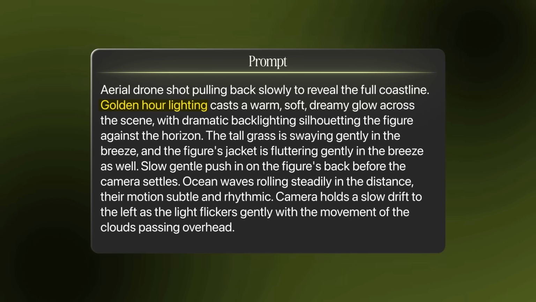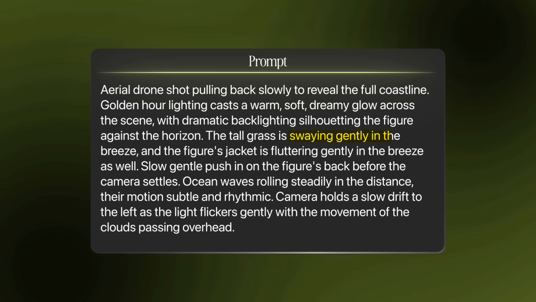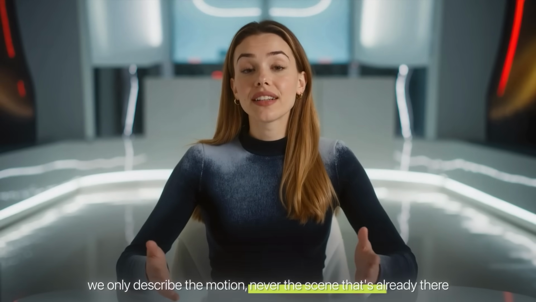Next, control the lighting with just a couple of words. Golden hour gives us warm, soft, dreamy light. Dramatic backlighting gives us a sharp, defined edge. Then, be specific with motion. Don't just write swaying gently in the breeze, so the AI knows exactly how much movement we want. And remember our pro tip from a second ago. When we animate an image, we only describe the motion, never the scene that's already there.